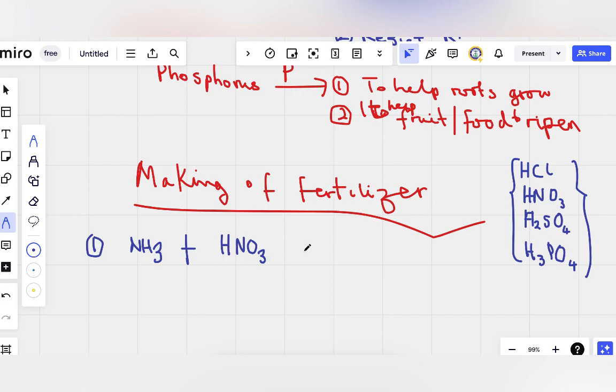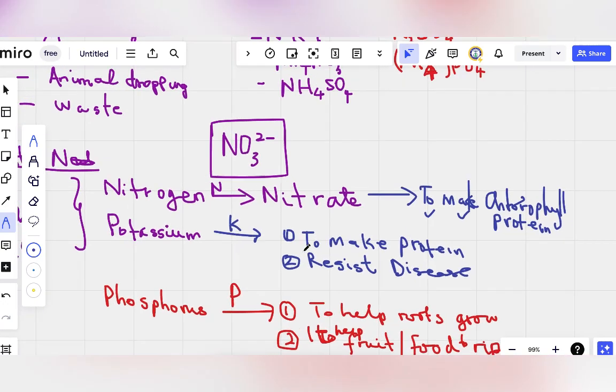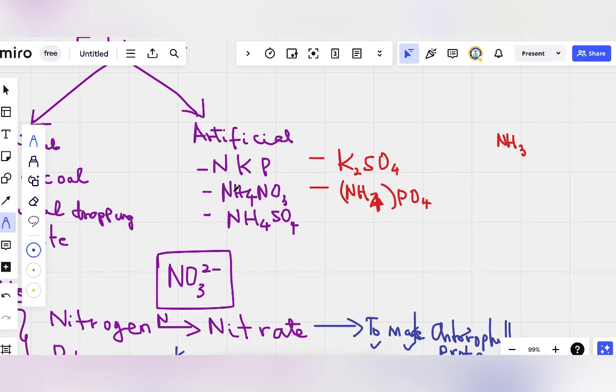So we say one of the methods of making ammonia, especially if you want to make this one, this ammonium. You know, if it's NH4, it's called ammonium. If it's NH3, it's called ammonia. If it's NH4, it's ammonium.